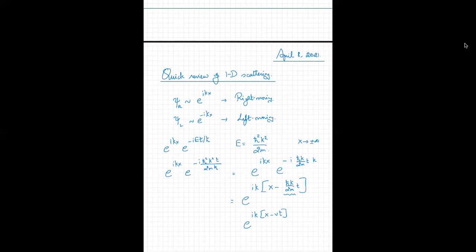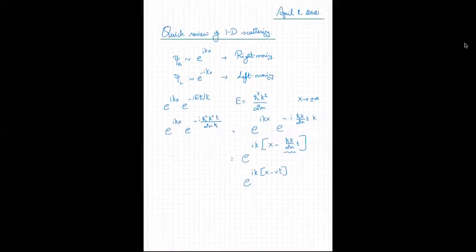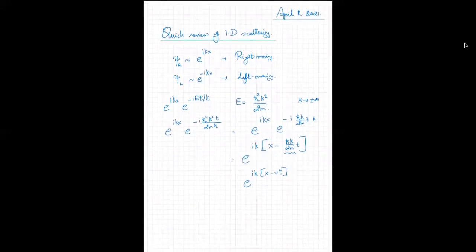And remind yourselves from the free particle lectures last semester why this factor of 1/2 comes into play in the velocity. Okay, so essentially the difference between phase velocity and group velocity. And of course, if I have an e to the minus ikx, this is going to give me a wave of the form e to the minus ik times x plus vt. And this is basically a wave traveling to the left with a velocity v.